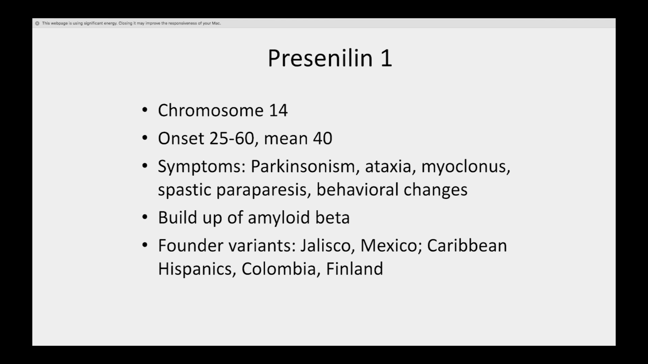So it's not just memory problems, but people can have Parkinson-like movement problems, ataxia, which means incoordination in their movement. They can have behavioral changes. And of course, the mutation causes buildup of amyloid beta in our brain cells, and this is what causes the disease. And there are a few founder variants, meaning that these are the places in the world where we have found families that have this gene. And so you see that it's really in very specific parts of the world that this gene is present.